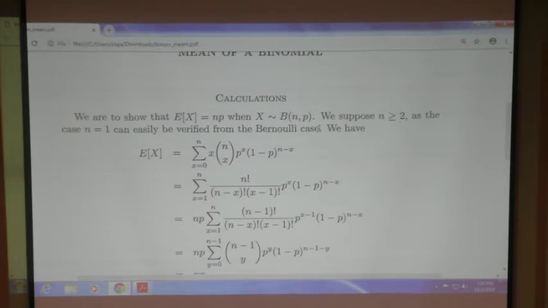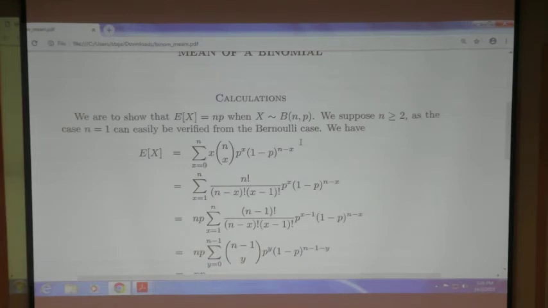Okay, so I want to compute the expectation of x, and I've already verified it in words, although I didn't write it down. The expectation of x is n times p, and you can use the definition. Another way is to use the sum of Bernoullis, and that's the best way, really. You can alternatively use the exact definition: the expectation of x is the sum over all x, from 0 to n, of x times the probability mass function.